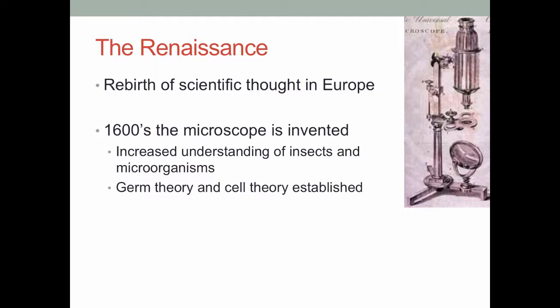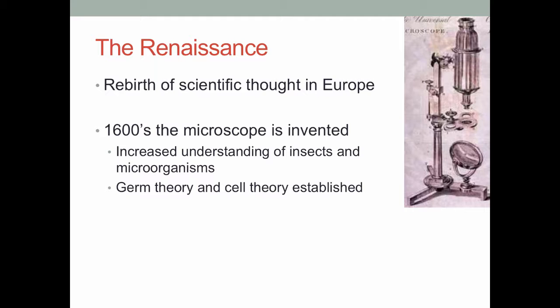It's when the scientific method is really well developed. It's when we develop a gentleman class of scientific researchers who are really digging into practical and applied problems. And so a huge advancement in the 1600s was that they invented the microscope. And this led to a generally increased understanding of what insects and microorganisms were, how they functioned, and it came up with this idea of germ and cell theory.